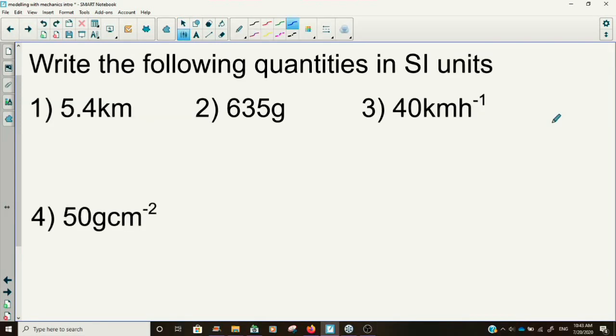Okay, so here's a little bit of practice for you. Write the following quantities in SI units. I'll give you a moment to have a go at these and see if you can convert them into meters, meters per second, and so on. We're going to go through it in a moment. So pause the video, have a go, and I'm going to go through it soon.